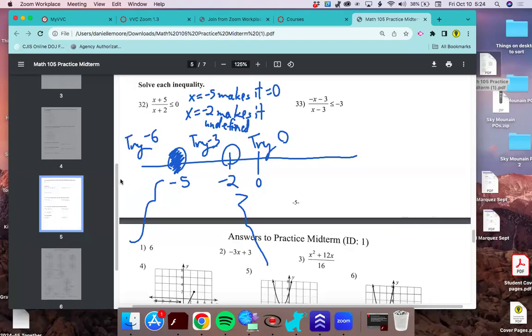Now, if we try a -6, that's -6 plus 5. And then a -6 plus 2. Embarrassing. There we go. -6 plus 2. And we'll see how that all goes. -6 plus 5 is -1. -6 plus 2 is -4. And that's a negative over a negative. It's a positive. And then we're like, is that what we're looking for?